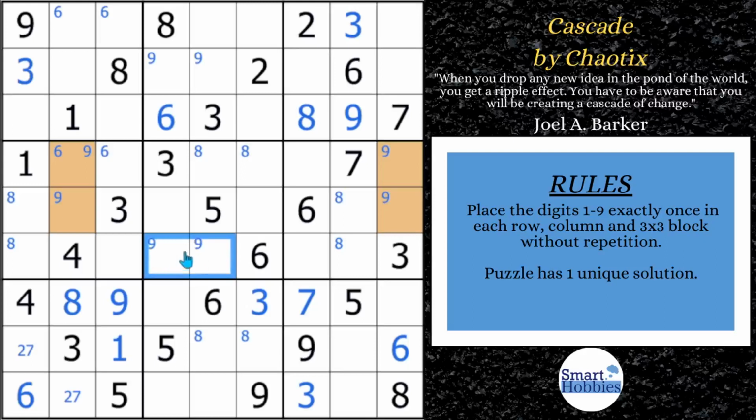So another claiming pair of 9s. And so basically, the 9s are in these 2 spots. They can't be in any of these 4 squares, and then the 8s will be in these spots and can't be in any of these 4.